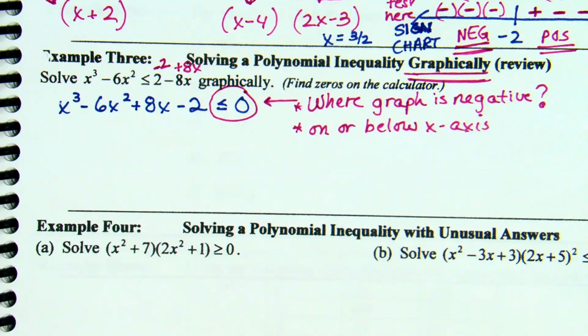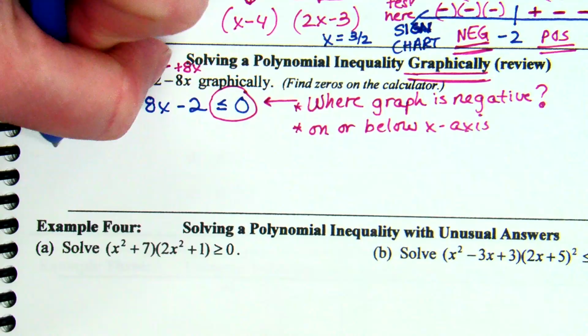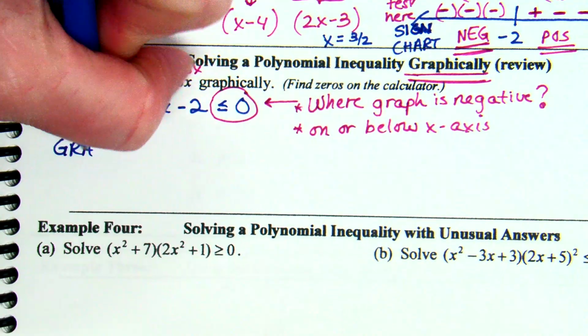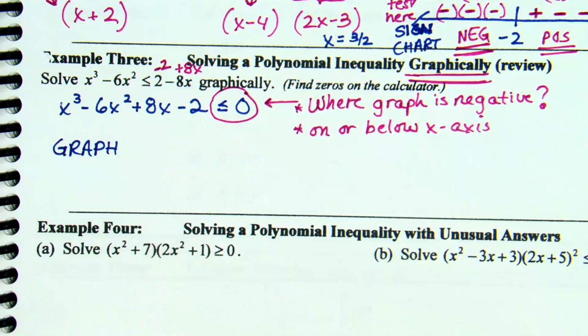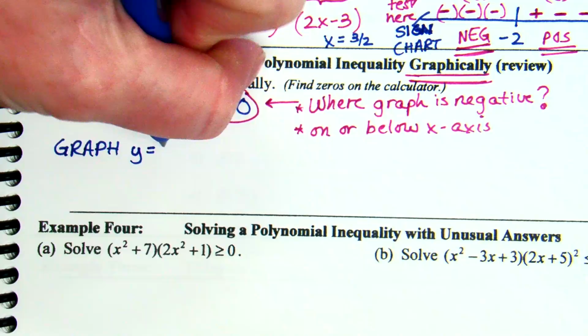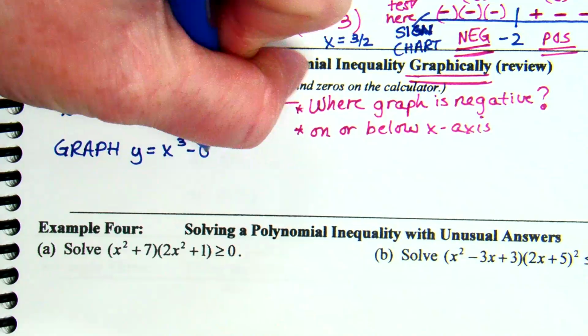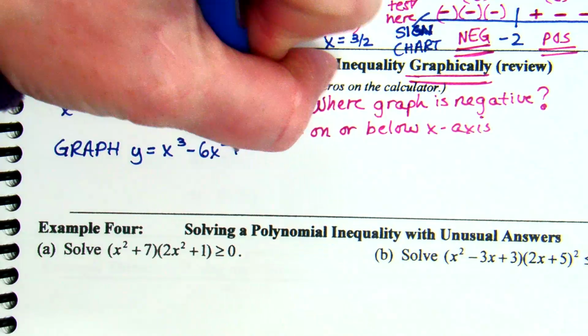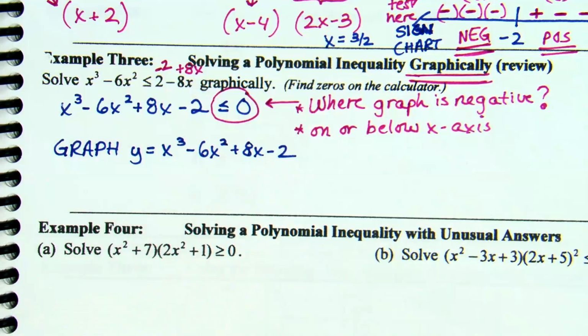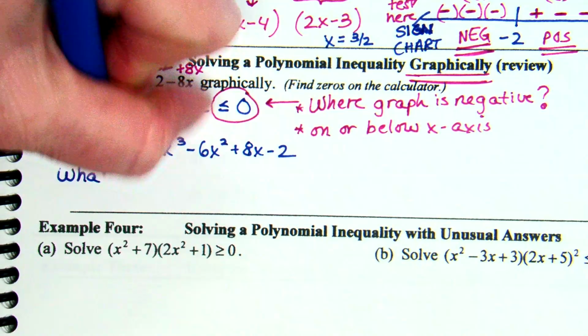Now, that's ultimately our final goal. What is it you have to start by doing here? We need to graph it. What is it you're typing into your calculator? It's y equals x cubed minus 6x squared plus 8x minus 2. Once you get that typed in, what are you going to be looking for? Your zeros. So I'm going to write here, what are your zeros?